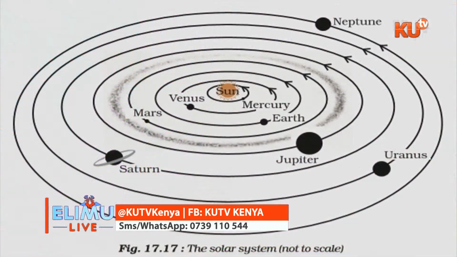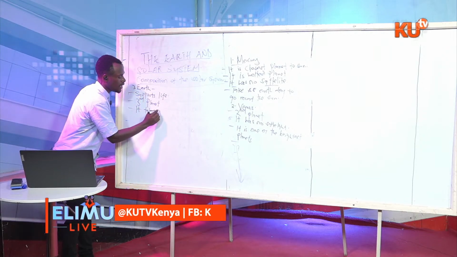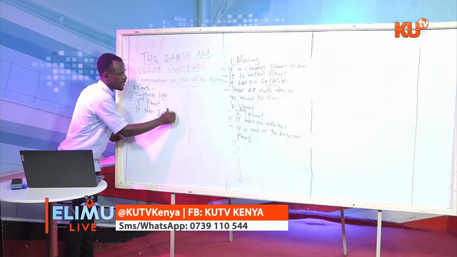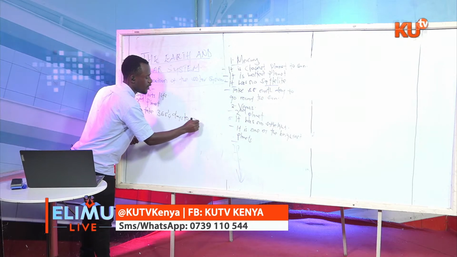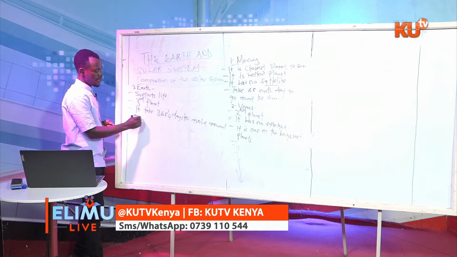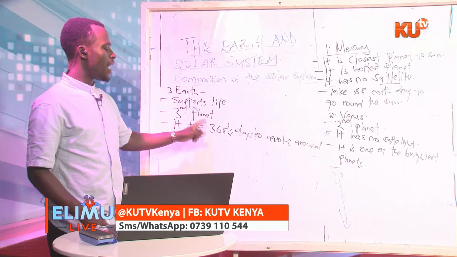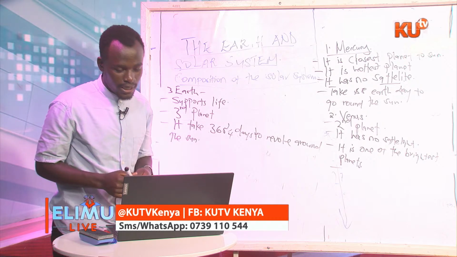Number 2, we can also say it is the third planet from the sun. Number 3, it takes 365.25 days to revolve around the sun. So it takes a year. A year is 365.25 days to go around the sun.